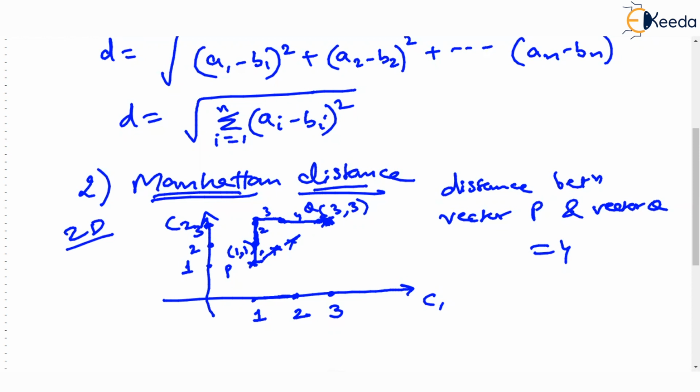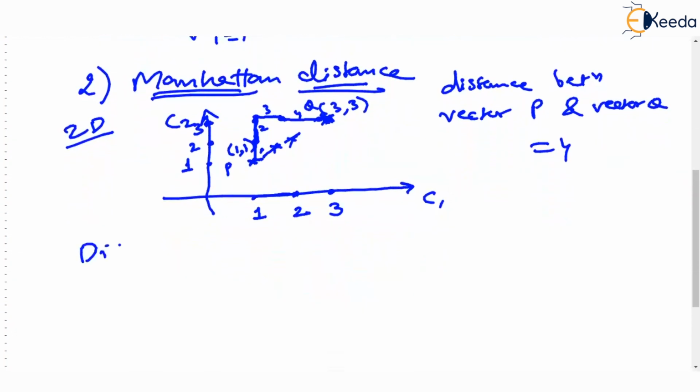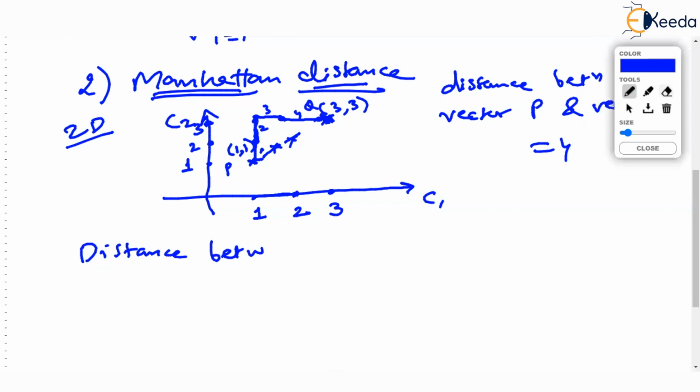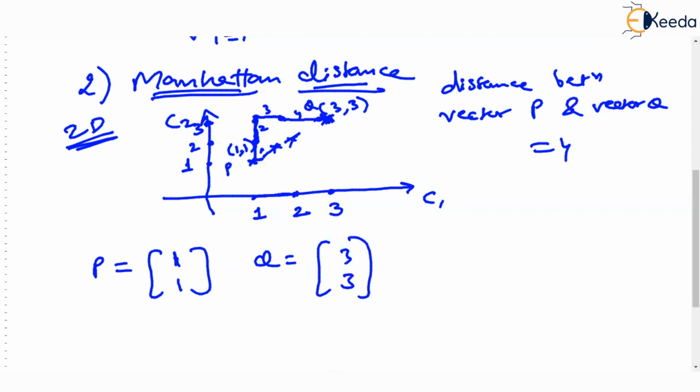Just check the distance between any 2 n-dimensional vectors. Okay, let's take this example itself, then let's go to n dimension. Let's talk about 2D. Okay, what is P? P is 1, 1. Look, I have written it in column vector form, 1, 1, and Q is 3, 3. And we want to find the Manhattan distance between P and Q.